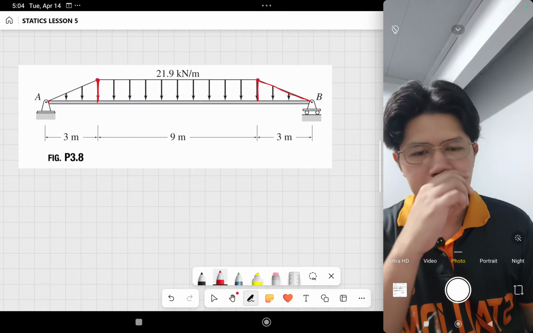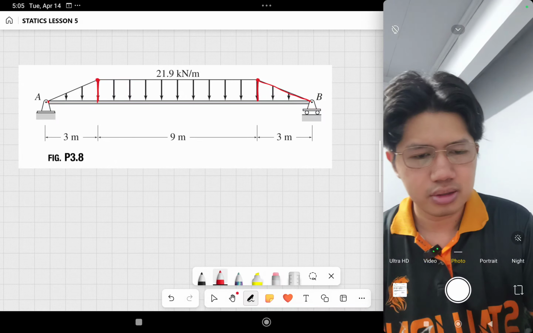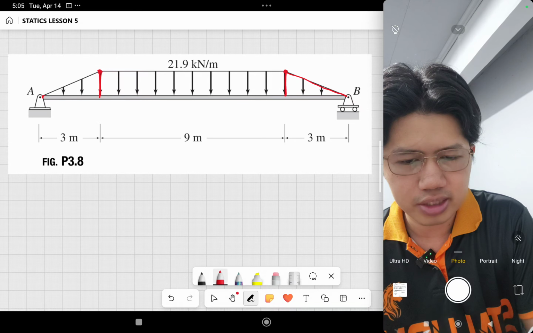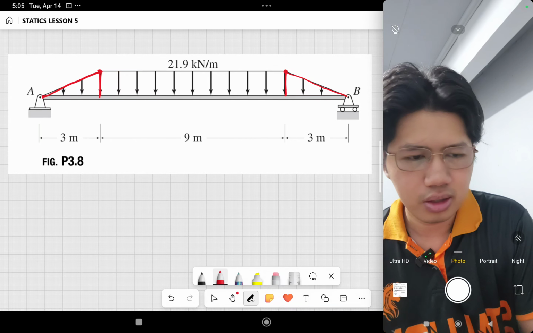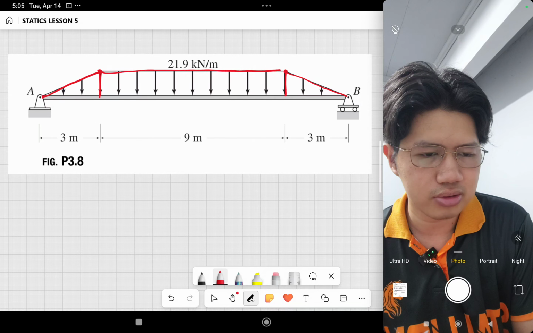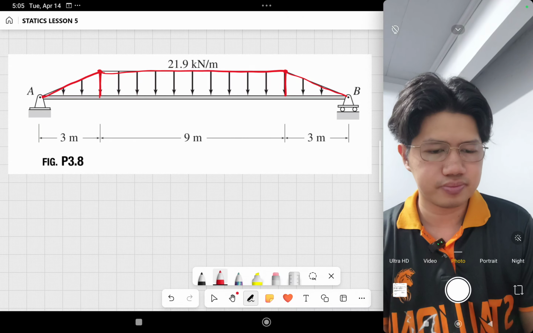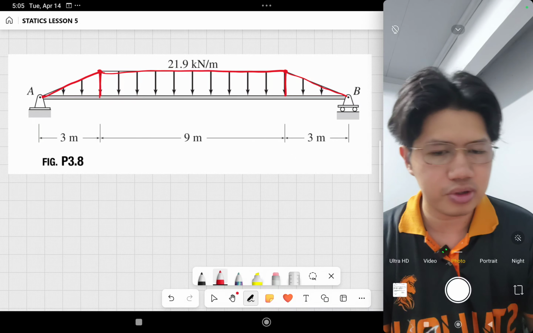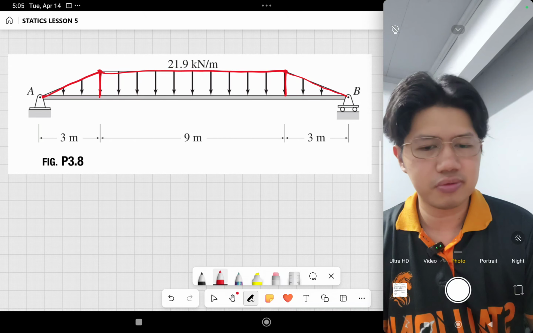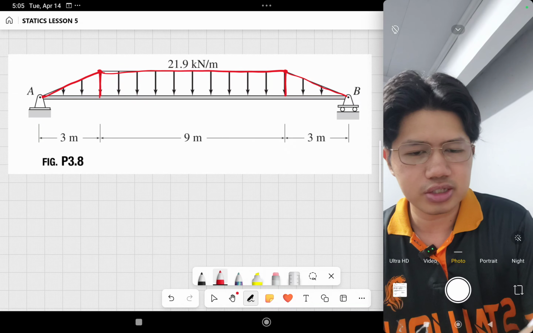Okay, so again, ginagawa natin sa problem na to is first we determine yung mga equivalent concentrated forces dito. Okay, so we have 21.9. So to determine the equivalent concentrated force, we just get the area.